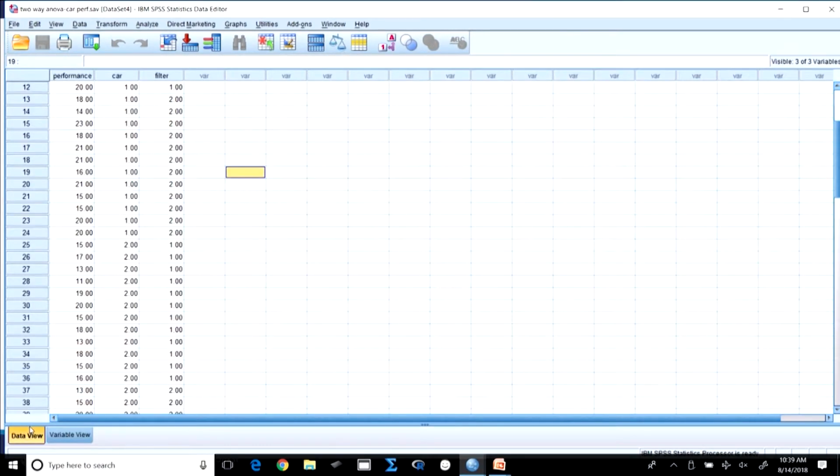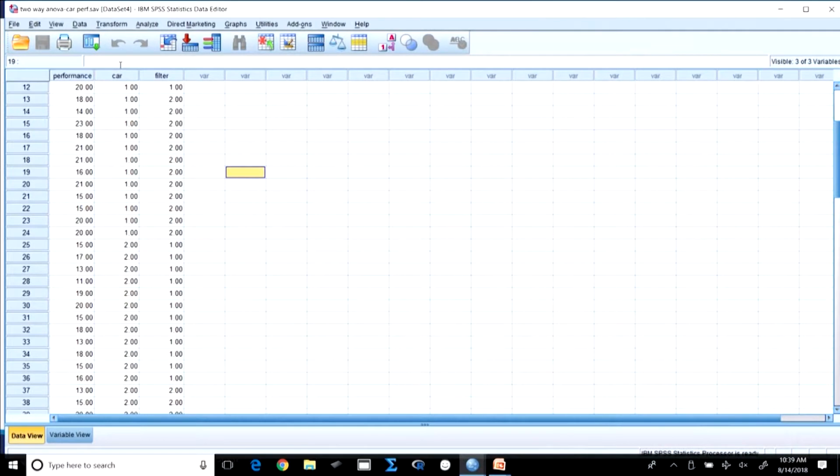I want to check whether the performance, meaning fuel performance, is affected by the brand of the car and the kind of filter that is being used within the car. So, let us see how to go when you have two factors, factor 1 and factor 2. When you have two factors and one continuous dependent variable, this is a case for two-way ANOVA. So, let us do this.